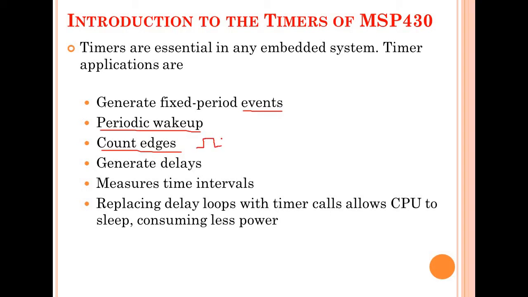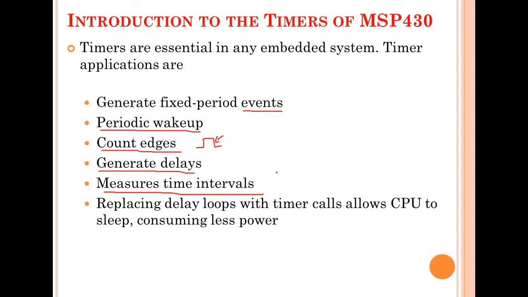The next one is generating delays. With the help of timers, you can generate delays. For example, if you want to blink an LED every 3 seconds, here 3 seconds is a delay. You can generate this 3 seconds delay with the help of the timer, and you can switch your LED on and off with the help of the timer every 3 seconds.